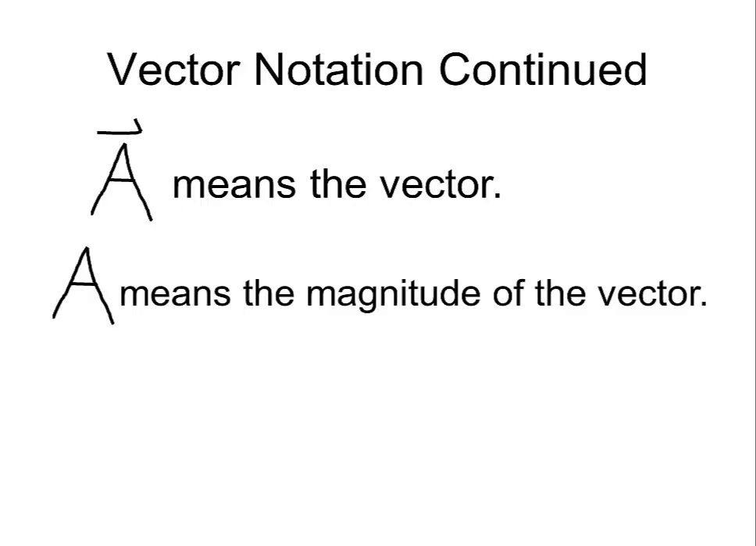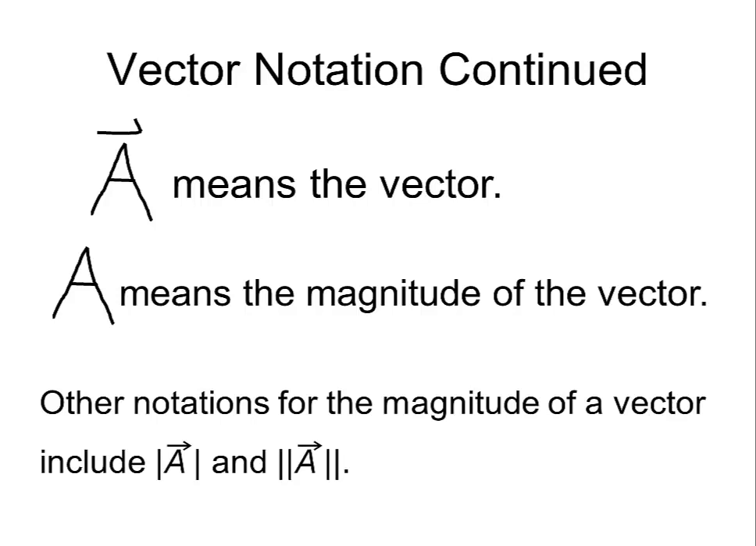When we write just the letter, we mean the magnitude of the vector. By the way, the magnitude of a vector is a scalar. The only information that letter contains is the magnitude and whatever units happen to be associated with the quantity. There are some other notations for the magnitude of a vector. Sometimes you'll see the vector with the arrow symbol on top wrapped inside absolute value bars, and sometimes inside double absolute value bars. I don't use those notations in my classes, but you might see them in other classes. All the notations mean the magnitude of the vector.